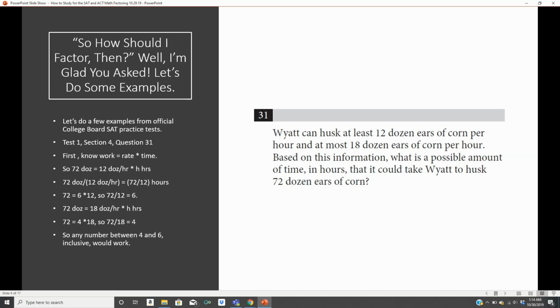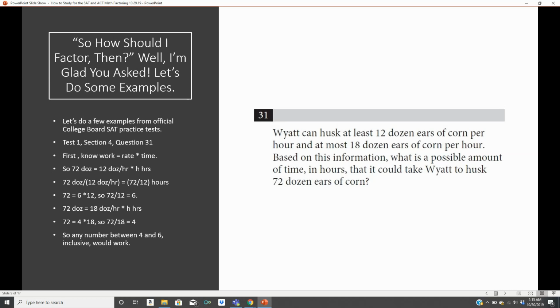All right, first you need to know that work equals rate times time, just like distance equals rate times time. So we know that 72 dozen is equal to 12 dozen per hour times h hours. Okay, so we know that 72 is equal to 6 times 12. So then 72 over 12 is just going to be equal to 6 because the 12s cancel out.